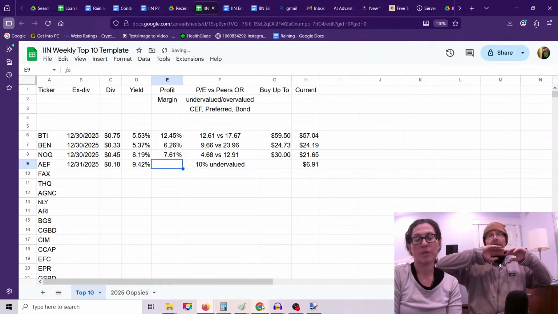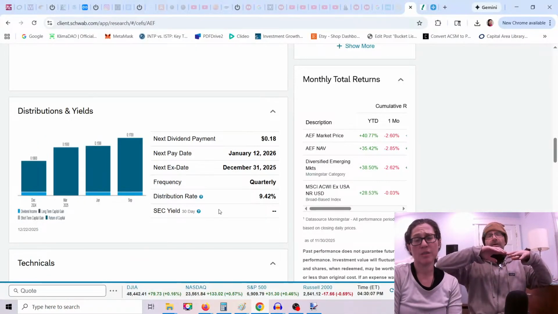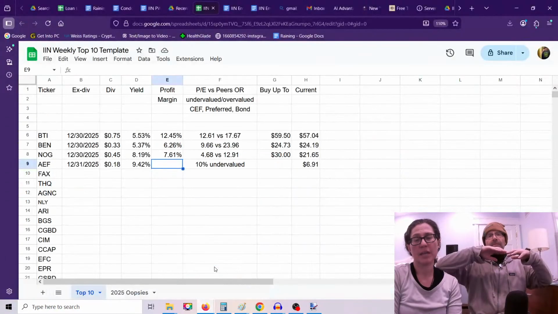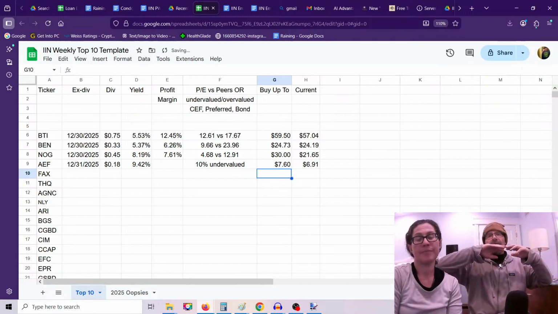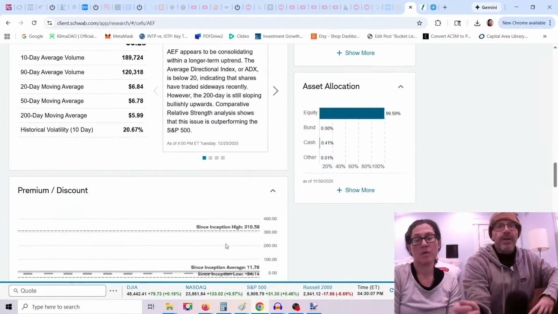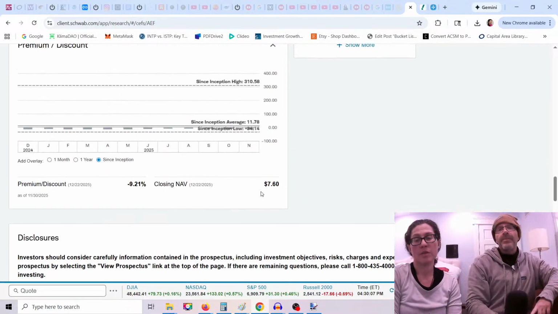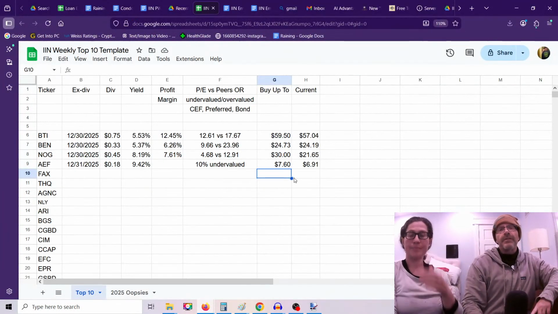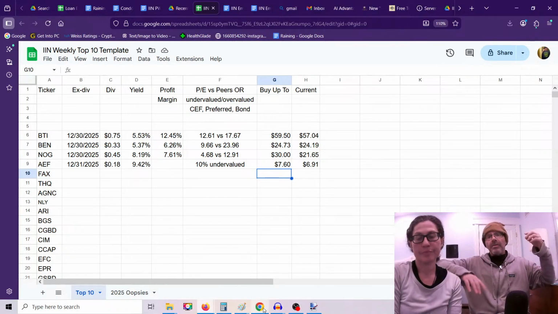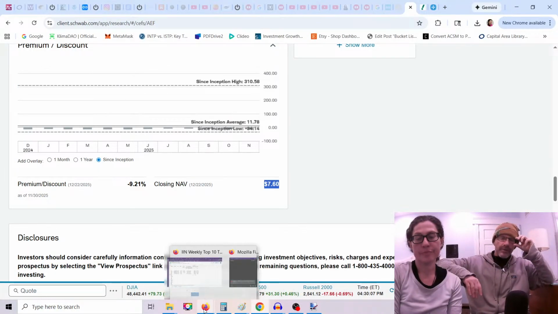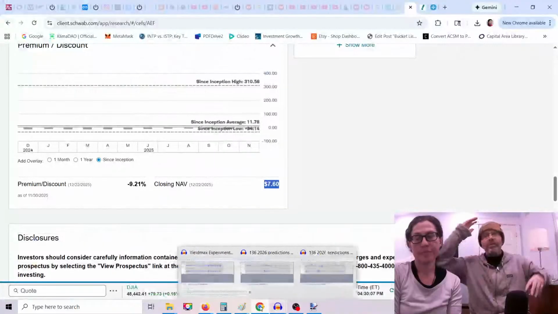Okay, profit margin. Do they have profit margins for these? No. Okay, so it's a blank, and buy up to is what? 7.60. That's its NAV. Okay. You see how we have a different evaluation for closed-end funds in that list. Normally, if it's a normal stock, you're doing PE versus PE, but if it's a closed-end fund, you're basically just doing whether it's fair valued, undervalued, or overvalued.